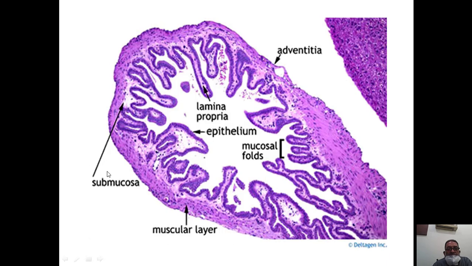The lamina propria is beneath the surface epithelium. This is the mucosa, and the submucosa is a little bit of connective tissue present beneath the mucosa. The muscle layer is also present, which is thin. So this is the cut section which is visible in light microscopy.